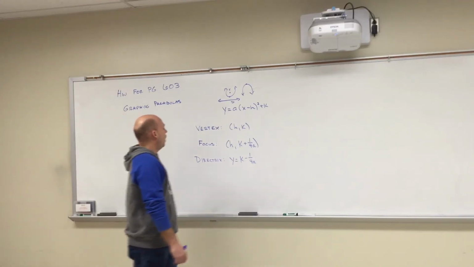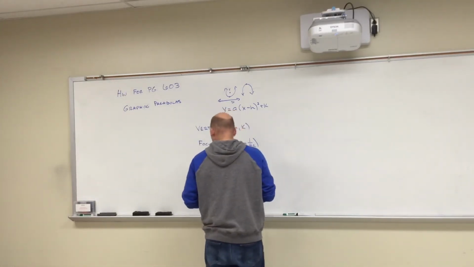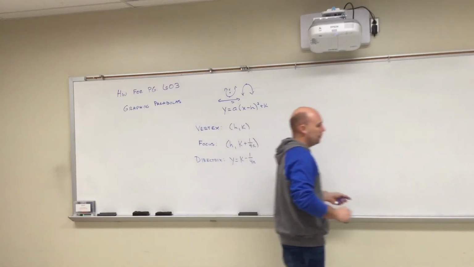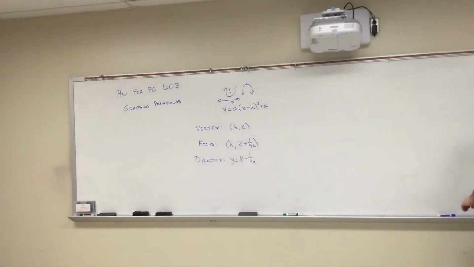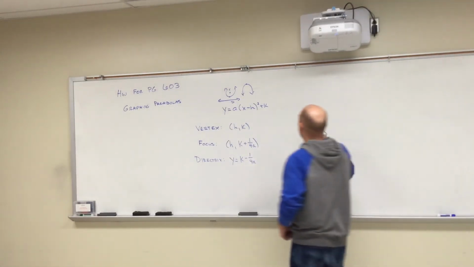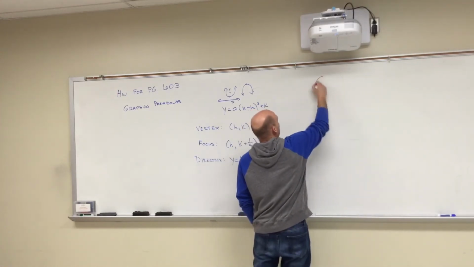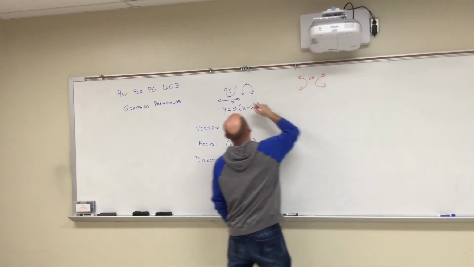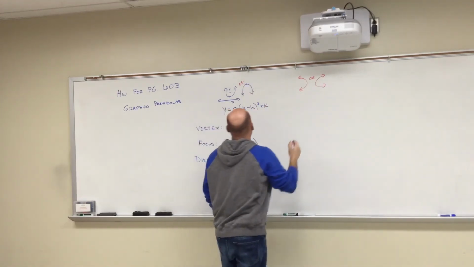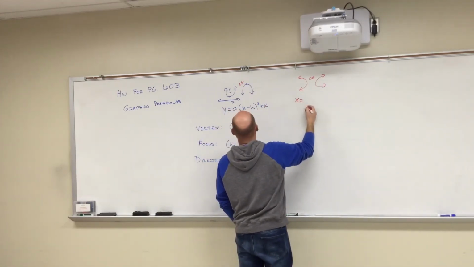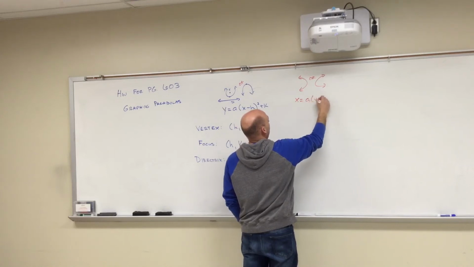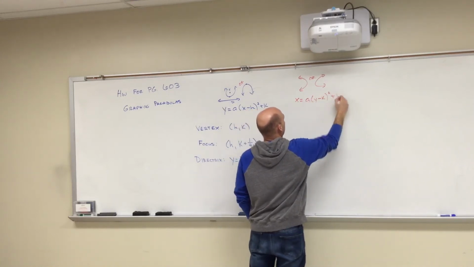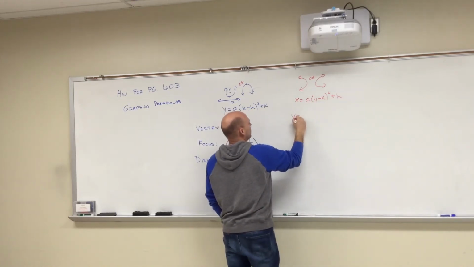All right. There's another type of graph that we're going to be getting into, and this one is a little bit different. It's going to be parabolas that are going left and right. So you can have parabolas pointing right, or you can have parabolas pointing left. And this formula looks like this: x equals a, y minus k squared, plus h. Again, your vertex is still h, k.